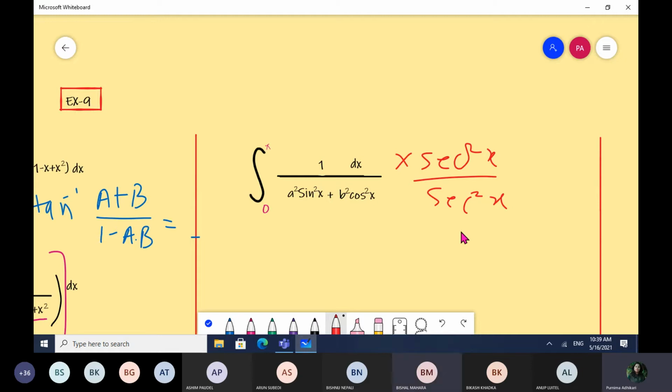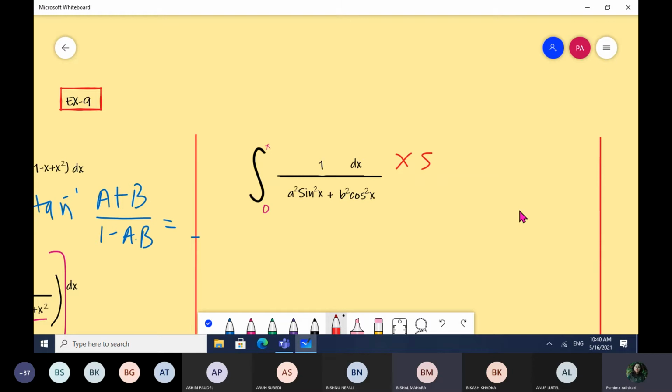You will assume 10x equals t, or something. Yes, 10x equals t. You will assume and then you will continue. Okay. So definitely in this case also you have to do that. But before doing that, we have to eliminate x first.